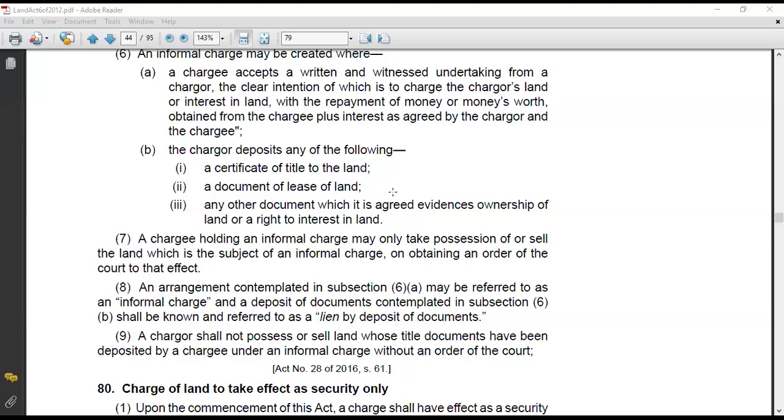From there, if he had not used the money, it can be returned to this instant finance. But if they are not willing to return the money, or they have used it, now they take possession or sell the property under section 79.7.